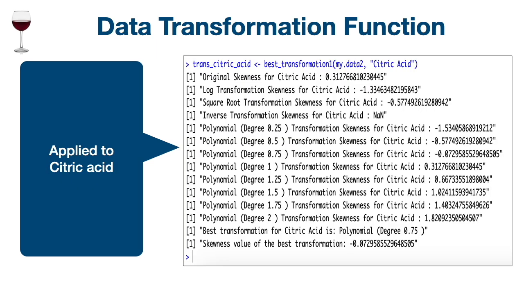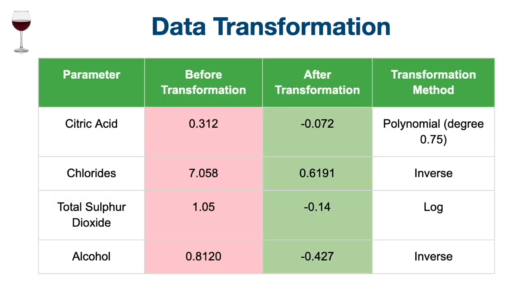For example, when applied to citric acid, it can be seen from the output that the transformations were applied. From the various transformations, the function chose the polynomial transformation with degree 0.75. Similarly, all other transformations were obtained. The results of all transformations are tabulated on the screen. We can observe drastic improvement in chlorides from 7 to 0.6, which underwent inverse transformation.